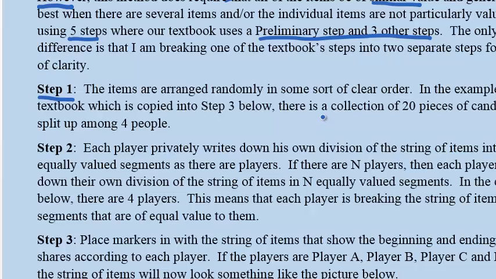Step 2. Each player privately writes down his own division of the string of items into as many equally valued segments as there are players. If there are n players, then each player is writing down their own divisions of the string of items into n equally valued segments. In the example below, there are 4 players. This means that each player is breaking the string of items into 4 segments that are of equal value to them.